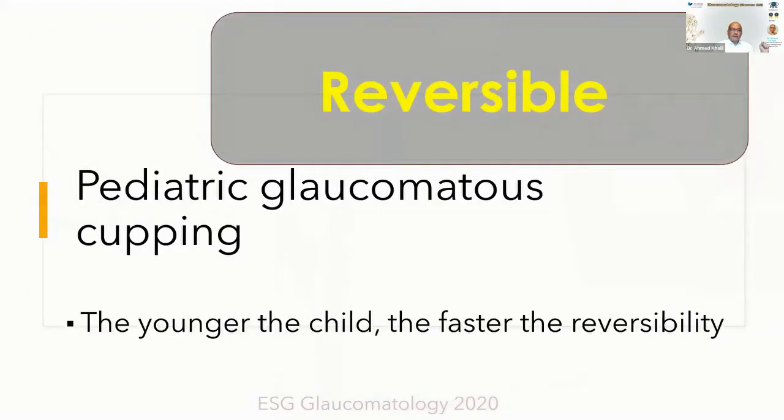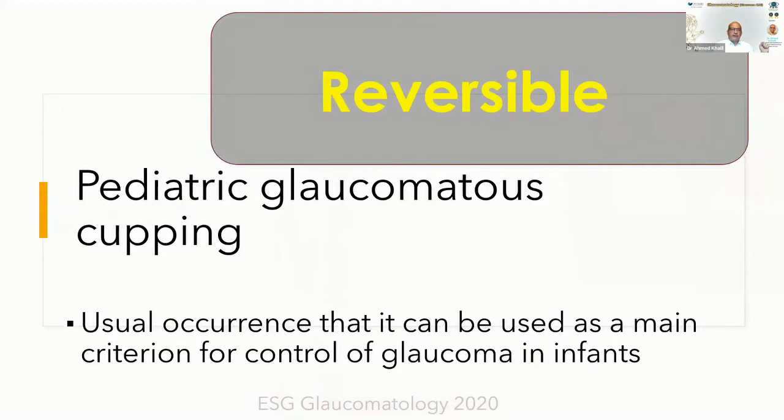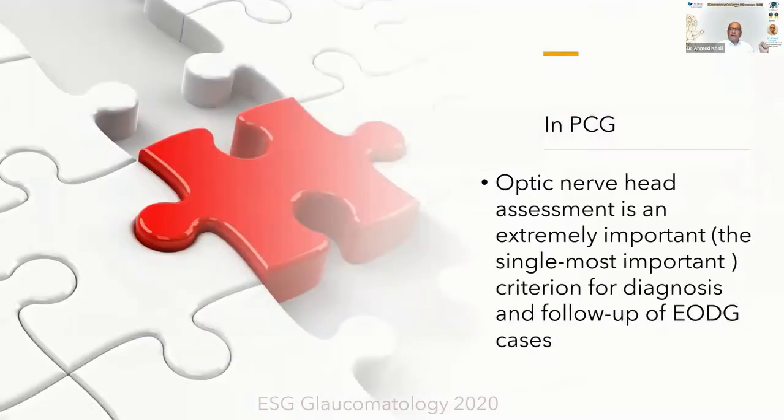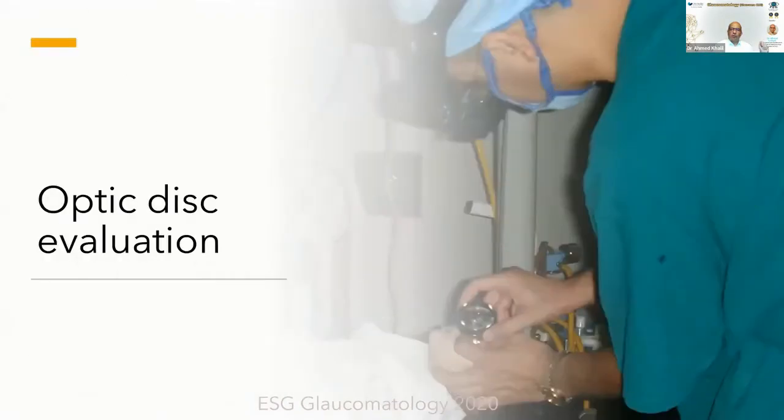In pediatric glaucomatous cupping, the younger the child, the faster the reversibility, and its occurrence can be used as a main criterion of glaucoma follow-up in infants. And again, it is related to mechanical changes rather than glaucoma damage. So optic nerve head assessment is extremely important, and in some cases probably the single most important criterion for diagnosis and follow-up of early onset developmental glaucoma cases.